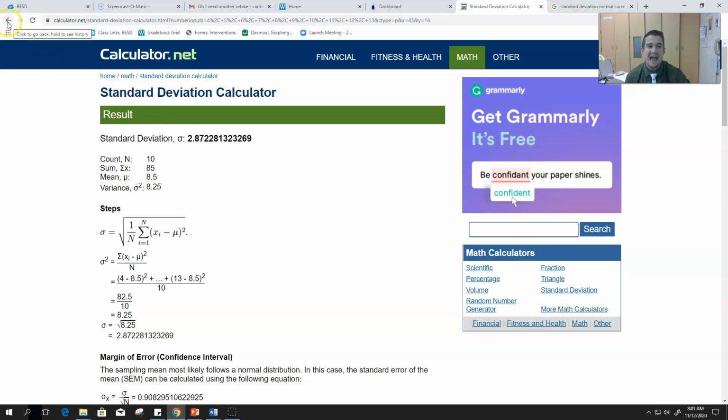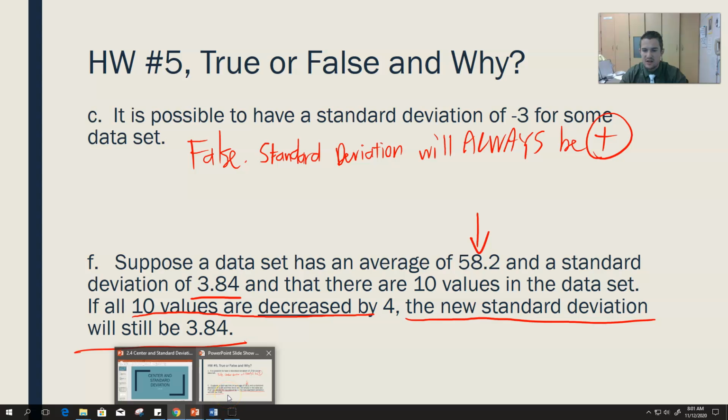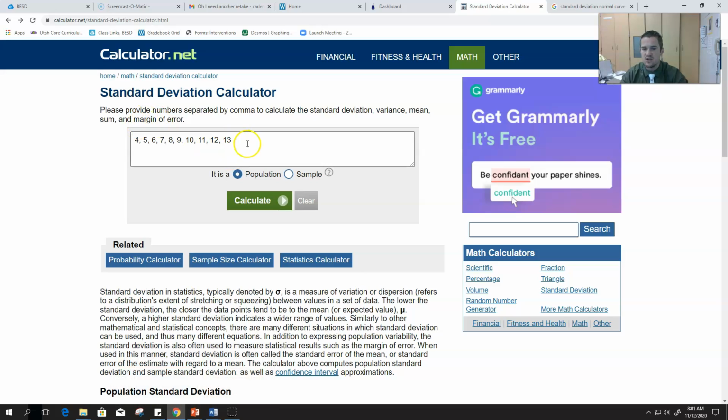Okay. So that's the average distance that all of these values are away from the mean, or the average. The average is 8.5, and on average, all of the other values are about 2.87 units away from that middle point, that mean, that average. Okay, well, let's subtract each of those numbers by 4. That's what the question said, right? If each of those values are decreased by 4, will the new standard deviation still be the same? So 4 minus 4 is 0, 1, 2, 3, 4, 5, 6, 7, 8, 9. Each of those values subtracted by 4 will give me 0 through 9.